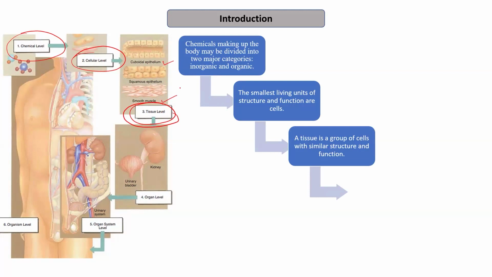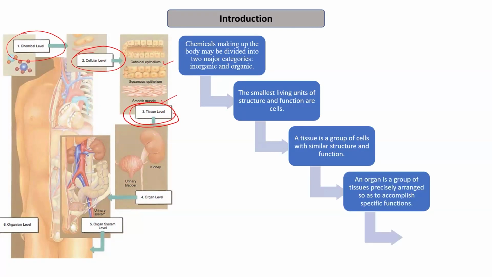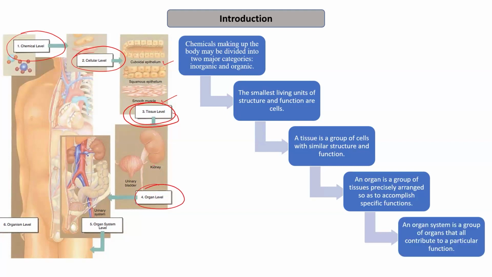After that, we have the organ level of organization, where different tissues or groups of tissues are precisely arranged to accomplish a particular specific function. So the next level of organization is the organ level of organization. Above that, we have the organ system level of organization, where a group of organs contribute to a particular function.